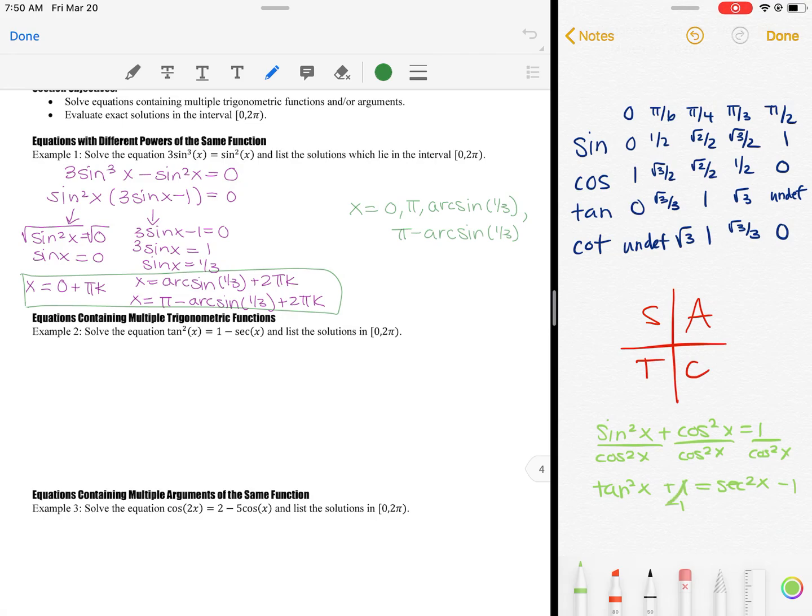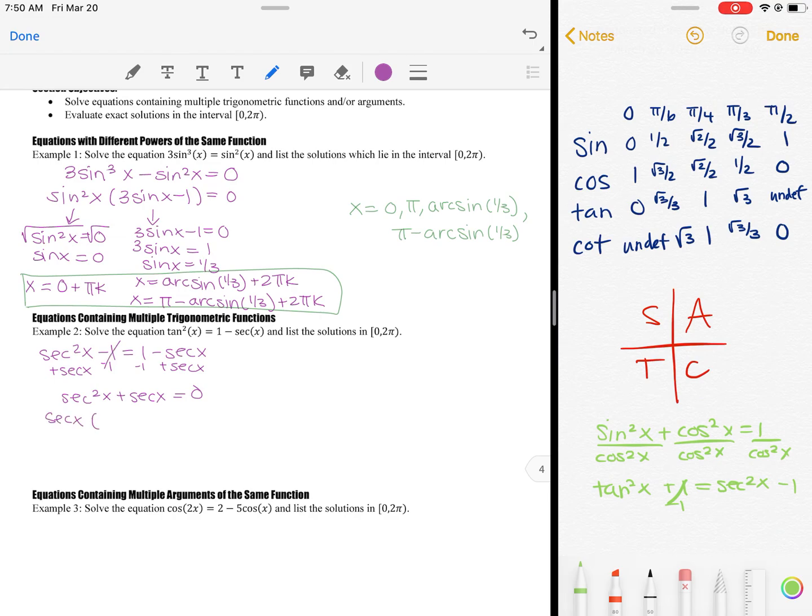So think about subtracting 1 from both sides. So here I can rewrite tangent squared as secant squared x minus 1 equals 1 minus secant of x. Okay, now ask yourself, how do I solve this equation? Think similarly to what we've done before, where we are going to subtract the 1 and then add secant to the other side. Subtract 1, add secant. So we'd be left with secant squared of x plus secant x equals 0.